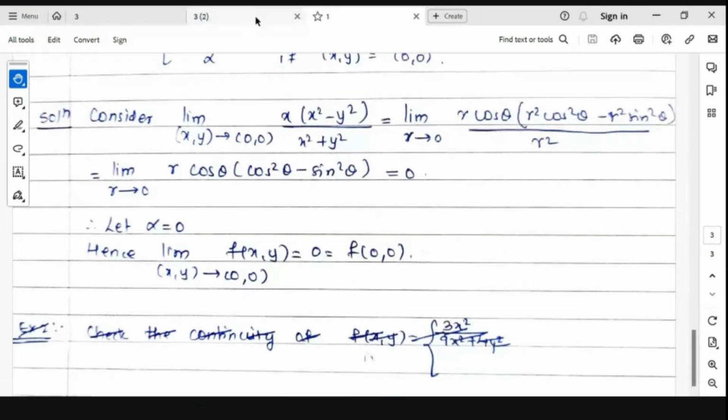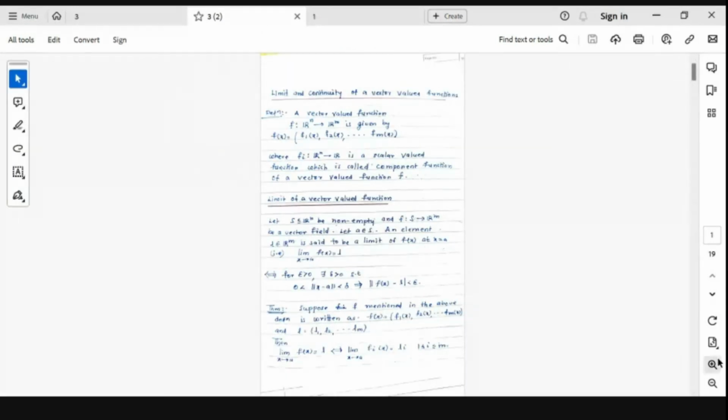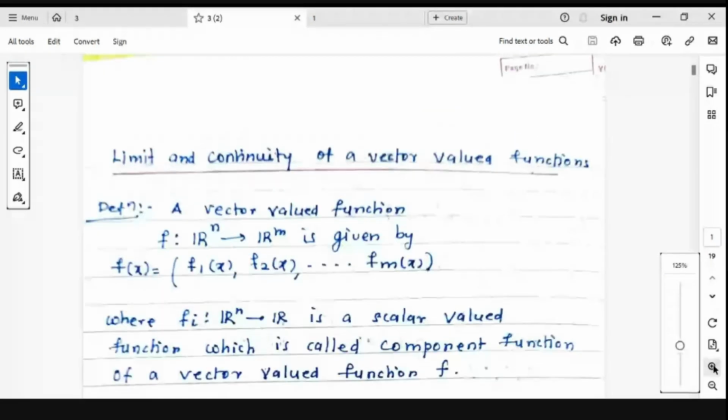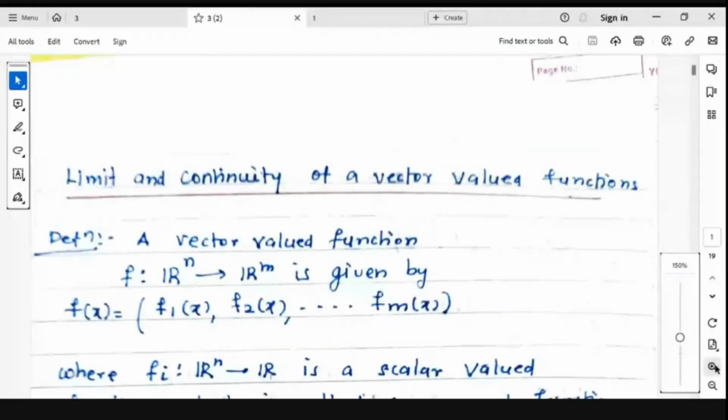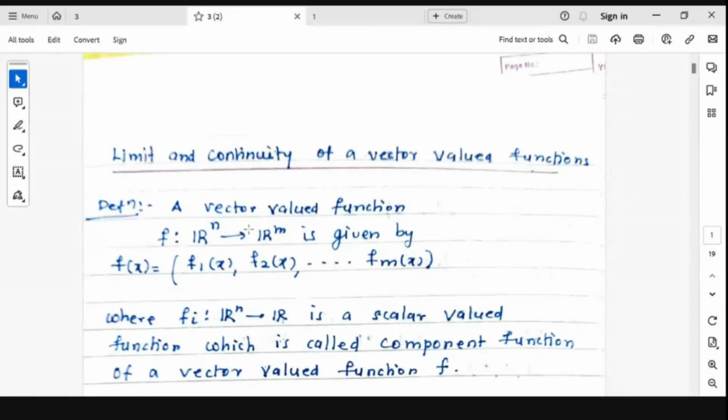Okay, now switching to my next topic, limit and continuity of a vector valued function. I have already told what a vector valued function is.